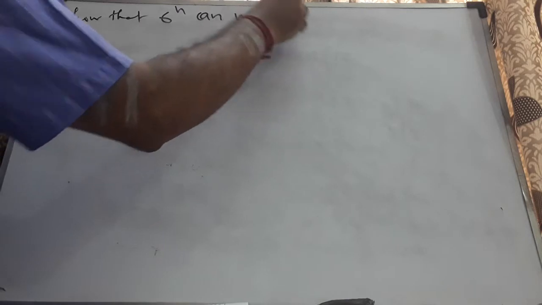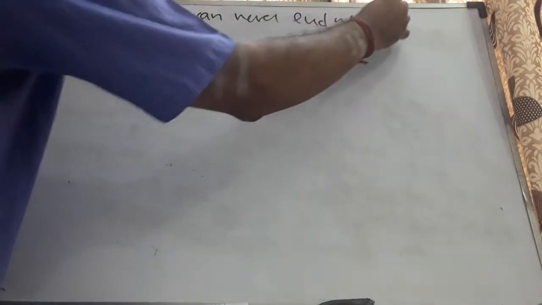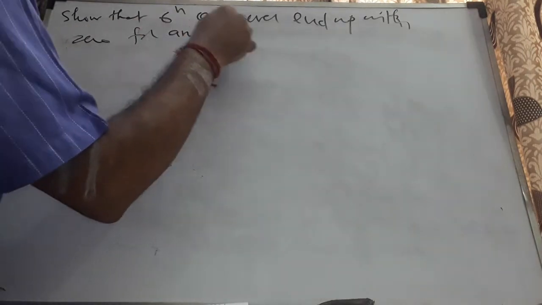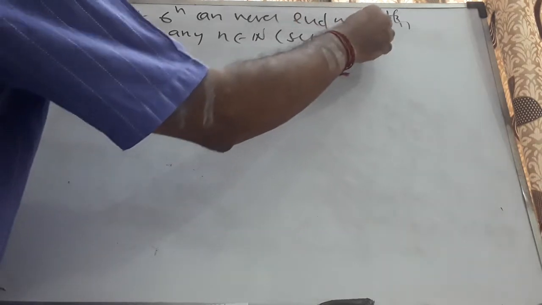It's another problem. Okay, one more problem. Show that 6 power n can never end up with 0 for any n element of N. This is the set of natural numbers. It will never end up with 0. Okay, it will never end up with 0. Just listen. Answer.